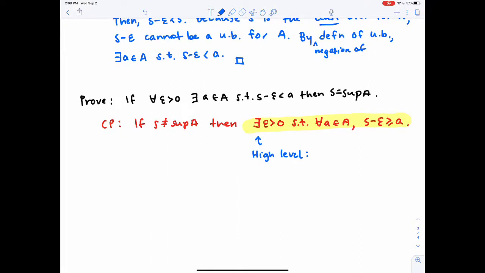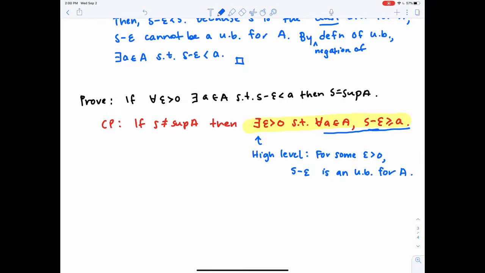So remember, epsilon was playing the role of a small distance that we were subtracting from S to make S a little bit smaller. So if we're saying there is an epsilon greater than 0, it's like saying, well, we're able to make S a little bit smaller. And then what ends up happening is, even though S minus epsilon is a smaller number than S, it ends up being an upper bound for our set. The high level here is for some epsilon, S minus epsilon is an upper bound for A. That's what we're trying to show.